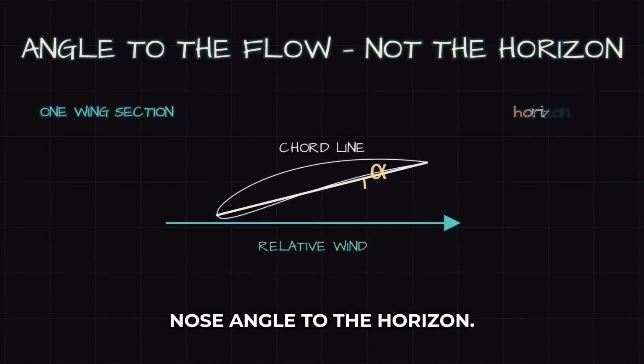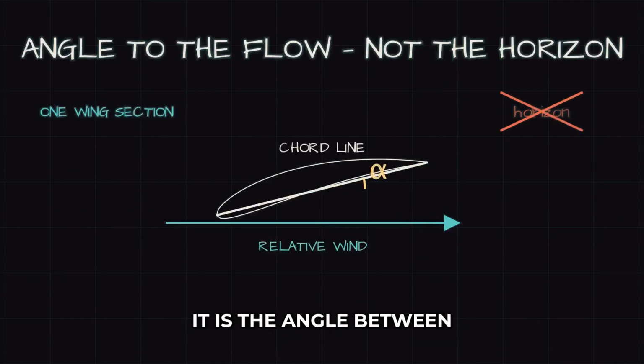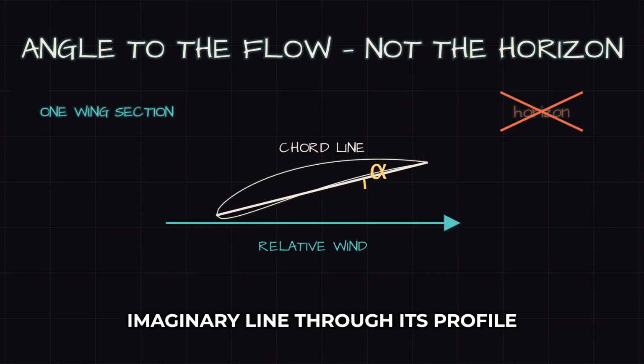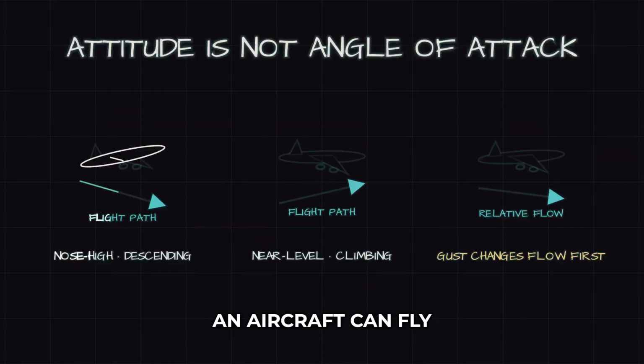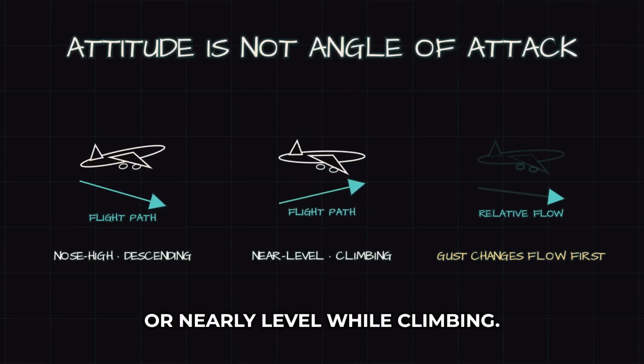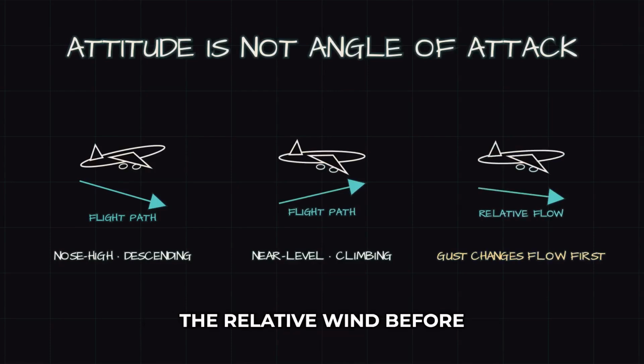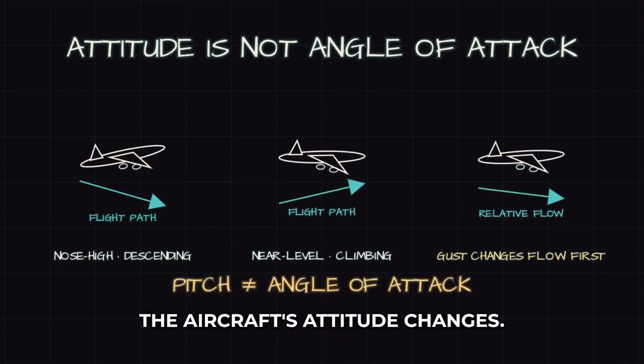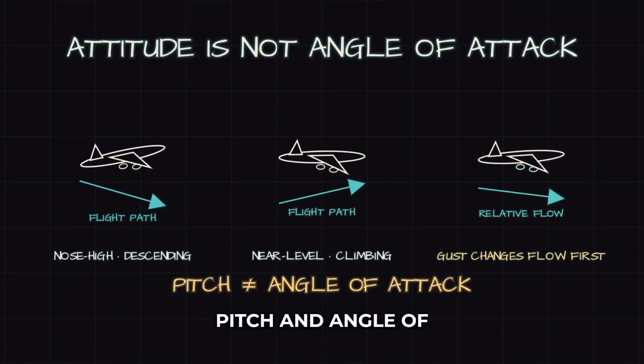Angle of attack is not the nose angle to the horizon. It is the angle between the wing's chord line, an imaginary line through its profile, and the oncoming relative wind. An aircraft can fly nose-high while descending, or nearly level while climbing. A gust can change the relative wind before the aircraft's attitude changes. Pitch and angle of attack are related, not identical.